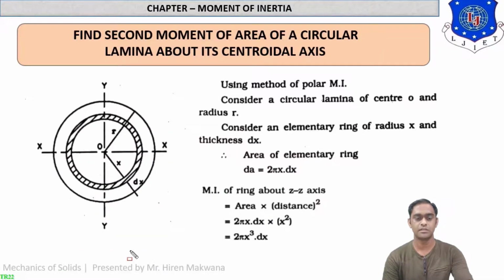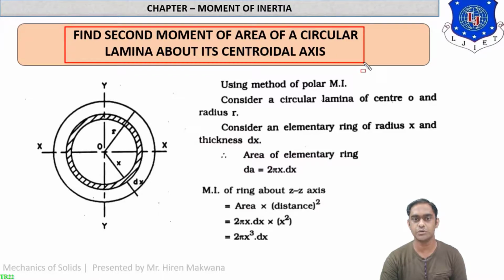Now let us derive the third theory, which is to find the second moment of area of a circular lamina about its centroidal axis. So basically we have to derive the formula for a circular plate. You can see in the figure here, this is the circular plate. Now the circular plate is symmetrical about both the x-axis and y-axis. So the moment of inertia of this plate about both axes, Ixx and Iyy, will give the same answer. Let us check. From the origin at a distance r, r is the total radius of the circle.